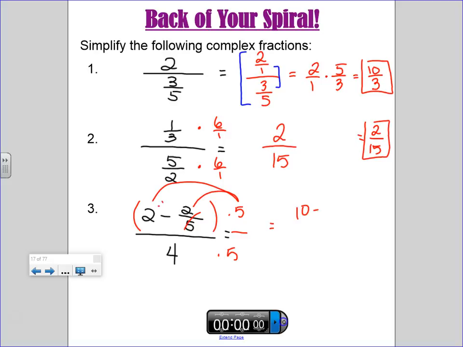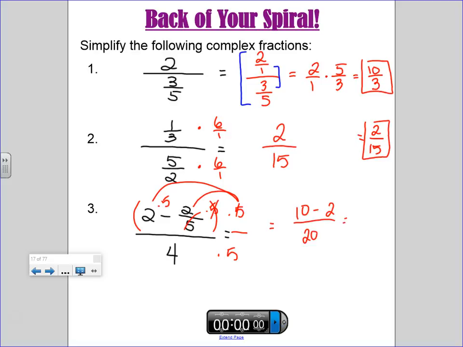Hold on. I'm trying to figure out how to show this. Because right now it's illegal. Okay, so when I distribute that in, there we go. The 2 times 5 stays, it's 10. The 2 over 5 times 5, the 5's cancel, I just get 2 all over, what's 4 times 5?